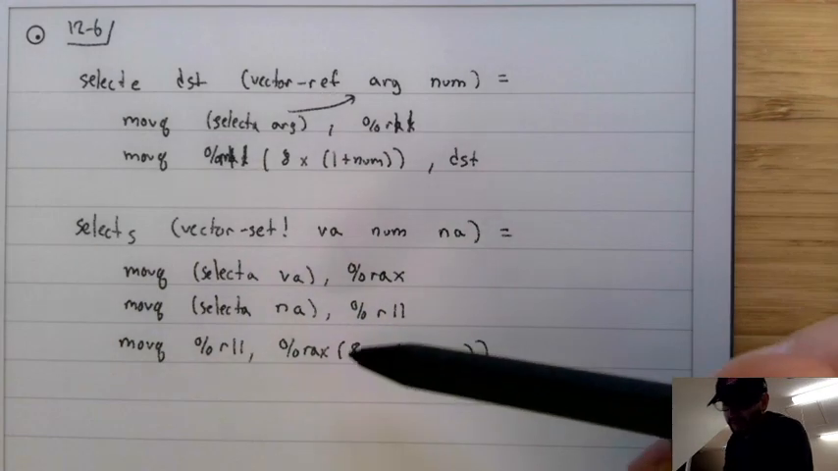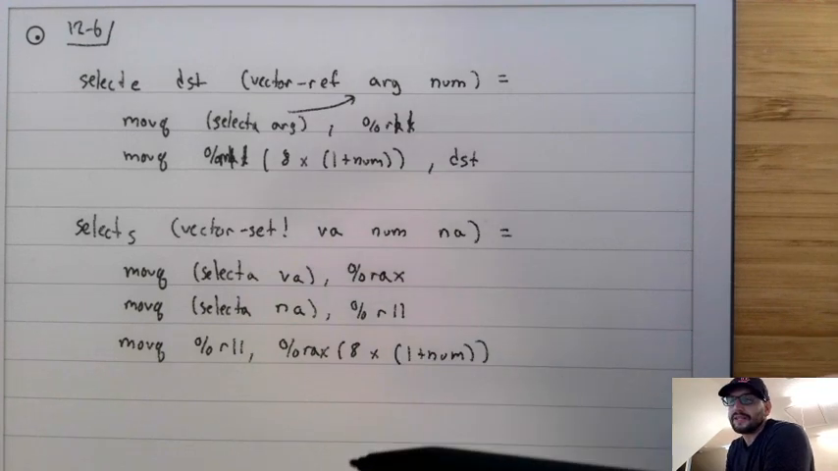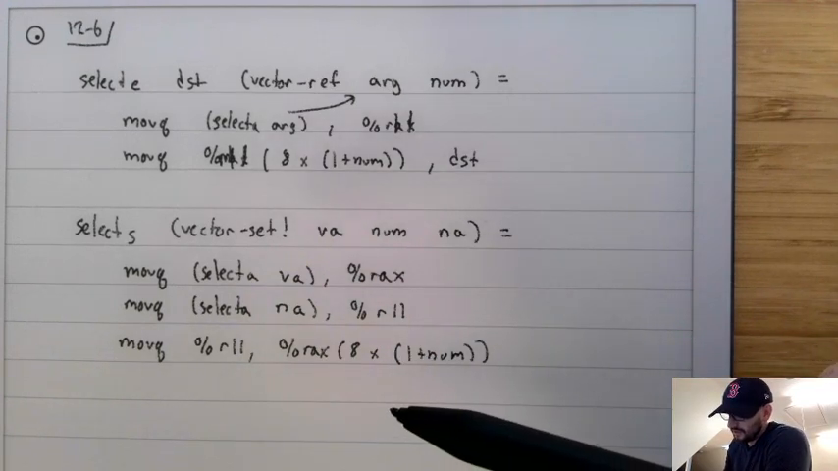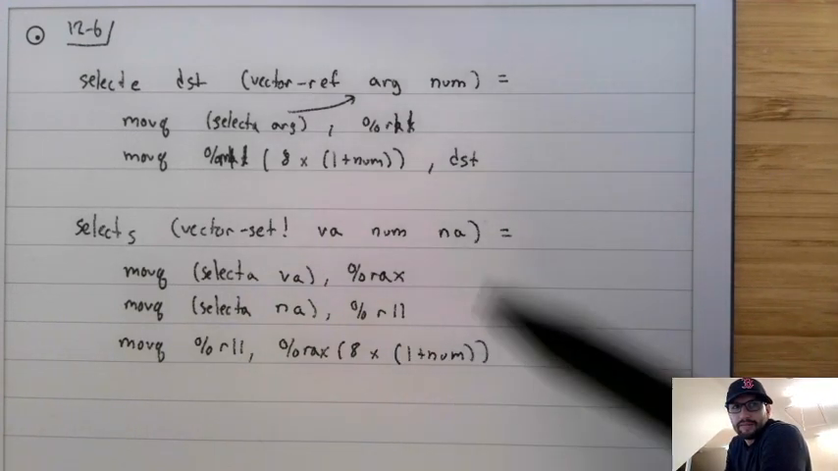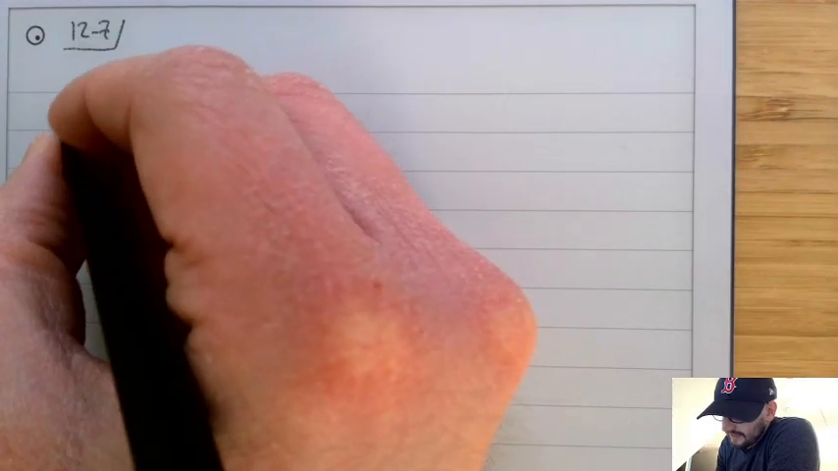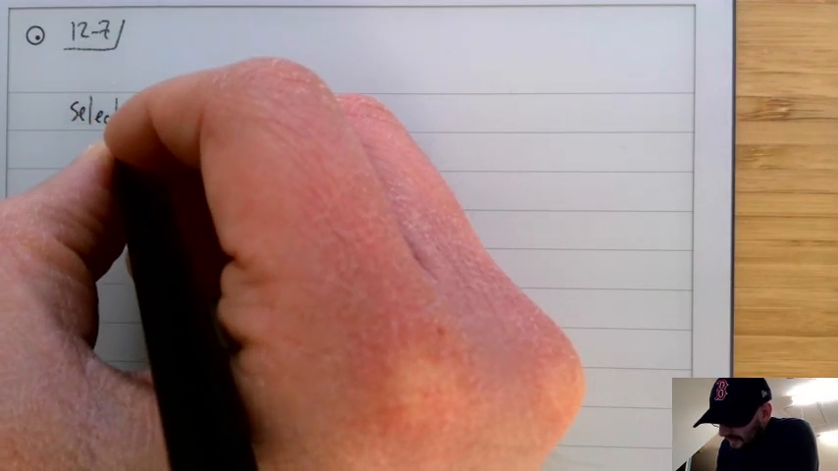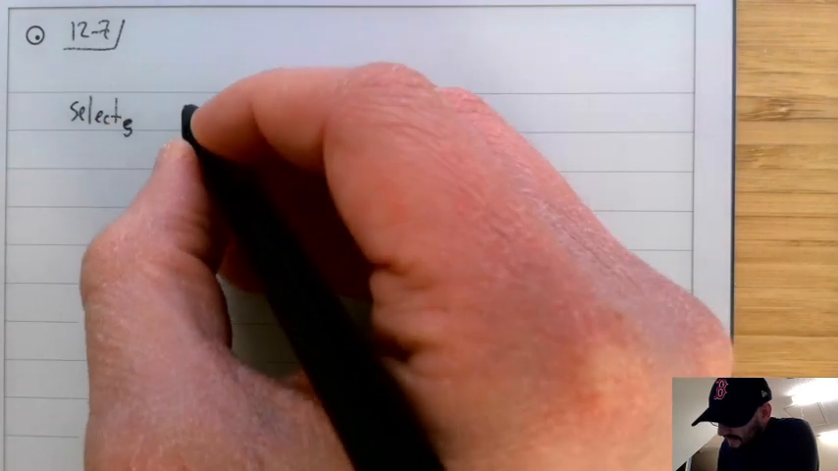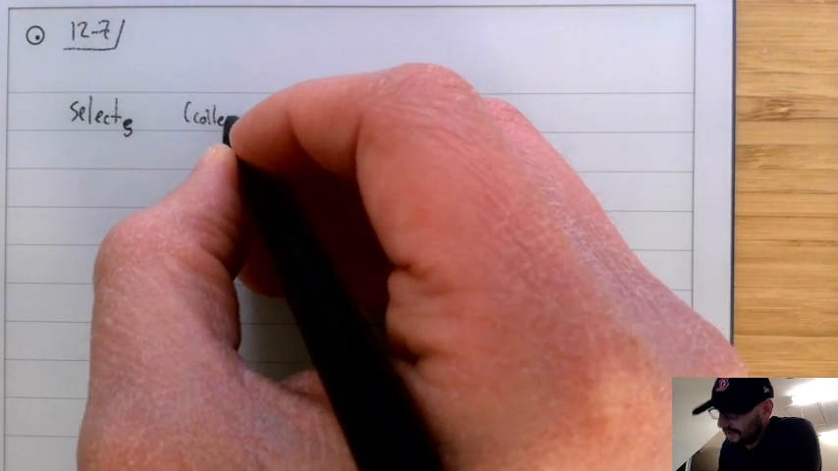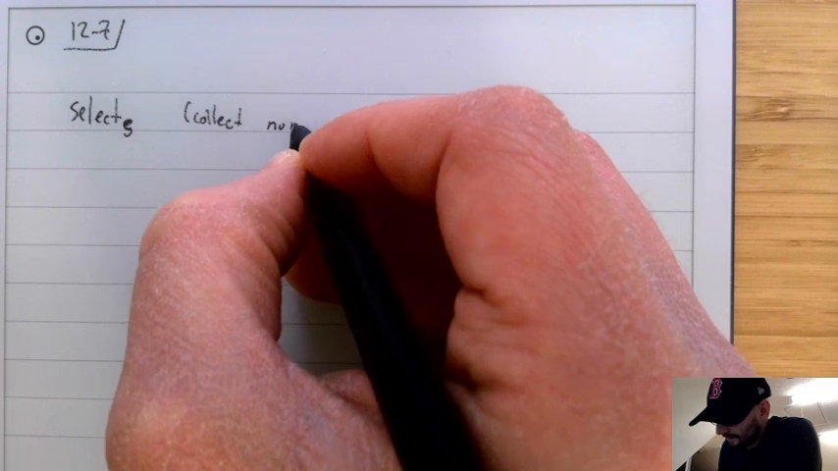All right. By the way, what are these 8s for? Those 8s are because all the elements of vectors are always words, which are 8 bytes. Okay, what's next? Okay, so now we've got collect. So select S of collect number.